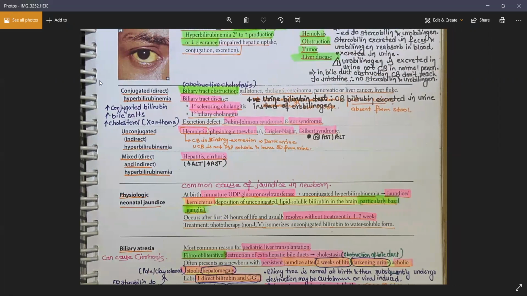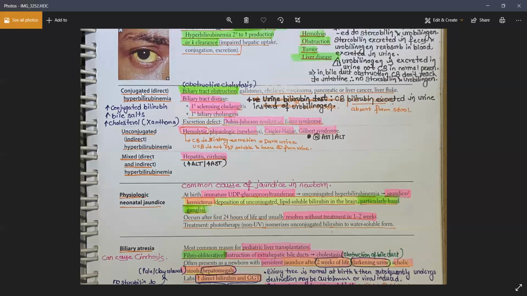Okay, the first one is the conjugated, also known as the direct hyperbilirubinemia. Please note that conjugated bilirubin can also be known as direct bilirubin, and unconjugated bilirubin is known as indirect bilirubin. So step one can either give you the conjugated and unconjugated name, or they can also give you the direct and the indirect name, right? So do not get confused.